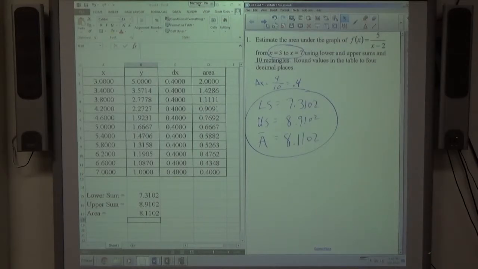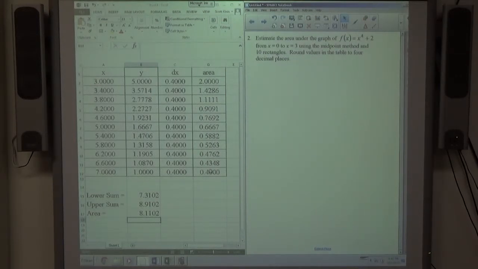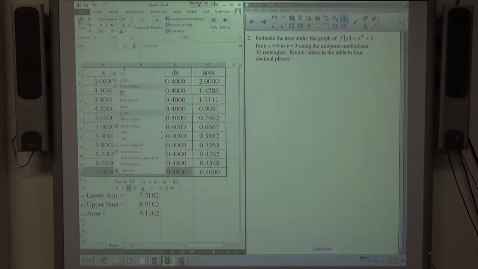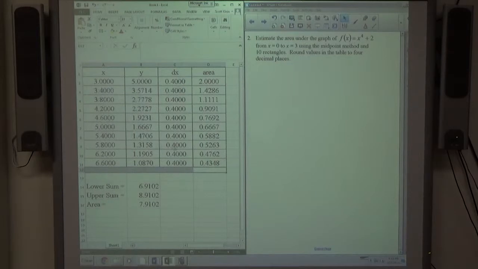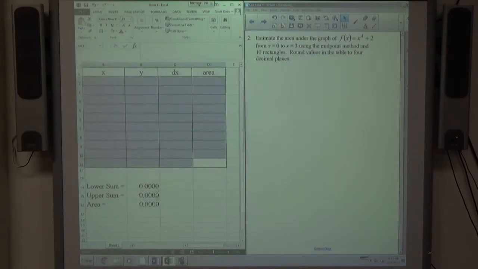Number 2. Now we want to use the midpoint method. For the midpoint method, I need the exact number of rows as there are rectangles, so I want to use 10. So I'm going to delete all this stuff out.